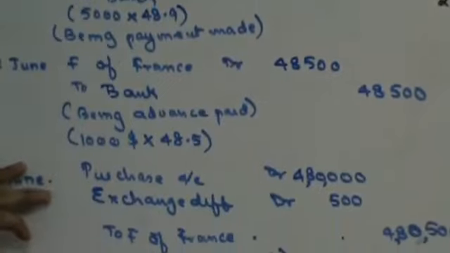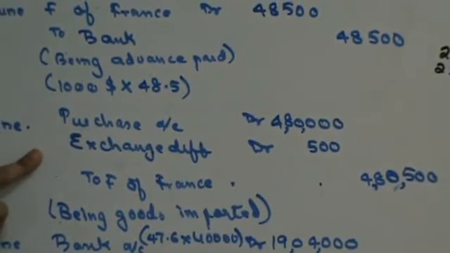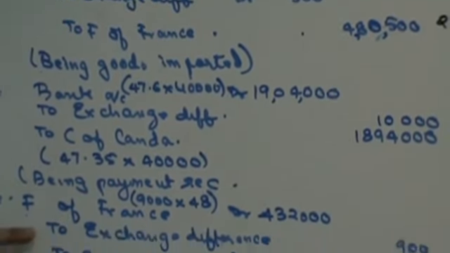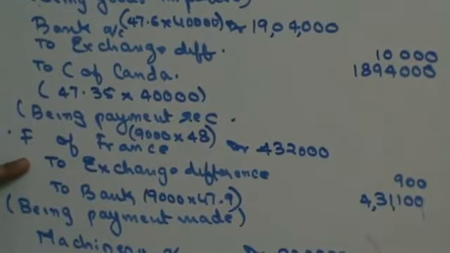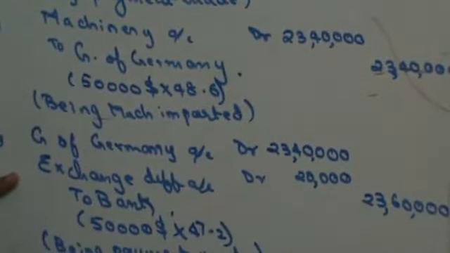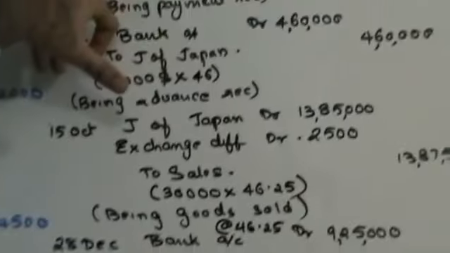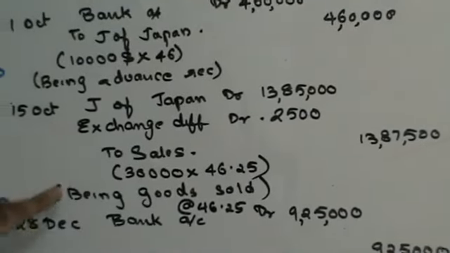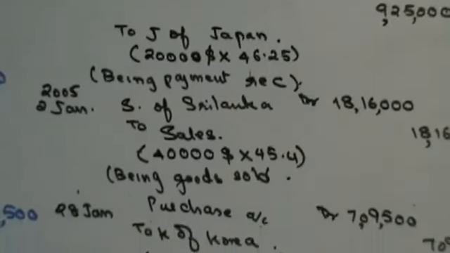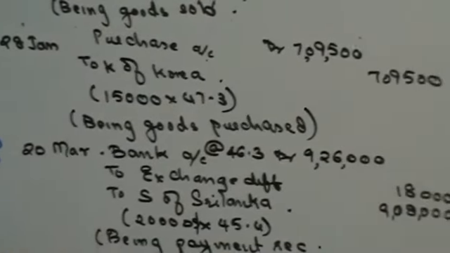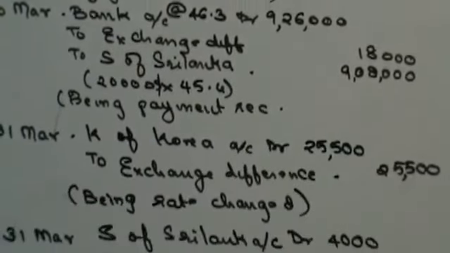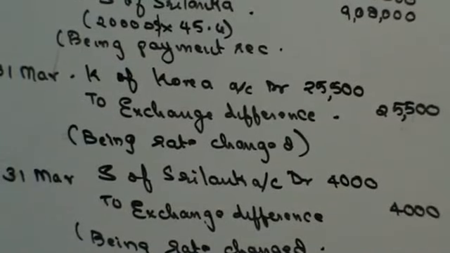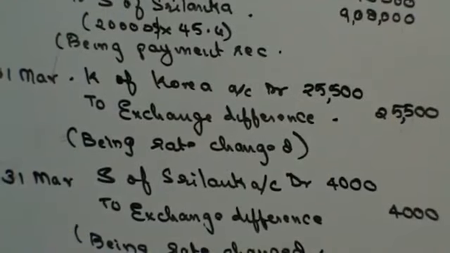Okay. Then 500 negative, minus 500 that is. Then you have plus 10,000, plus 900, minus 20,000, minus 28,000. Then you have minus 2,500, plus 18,000, plus 25,500, plus 4,000. 5,900. Negative. No, positive. You're getting a positive balance of 5,900.